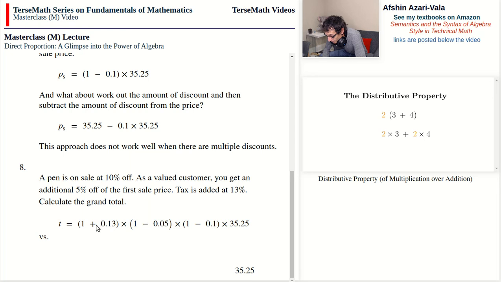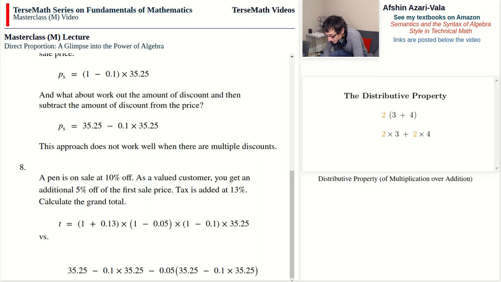We start with the price, and then we find 10% of it. This is the first amount of discount. And now to find the first sale price, we have to subtract the amount of discount from the price. So we subtract this from the price. Now we have the first sale price. To find the second sale price, we have to find 5% of this one and then subtract it from itself. So we place this in brackets, find 5% of it, and then subtract it from the first sale price.